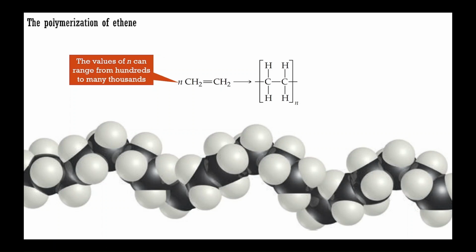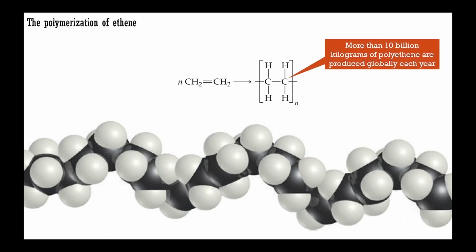The values of N can range from hundreds to many thousands. Within the polymer, a repeating unit appears along the entire chain. In this equation, the repeating unit for polyethylene is shown in brackets. Polyethylene is a very important commercial material.